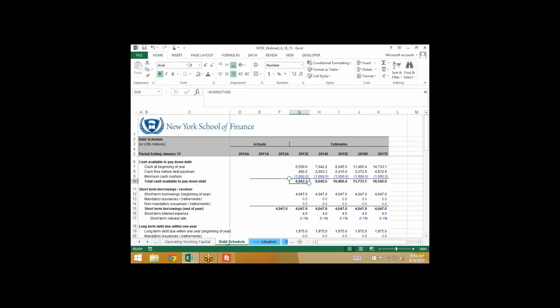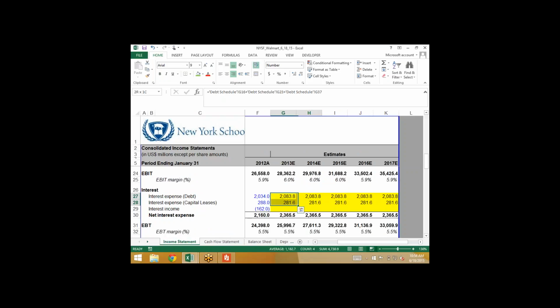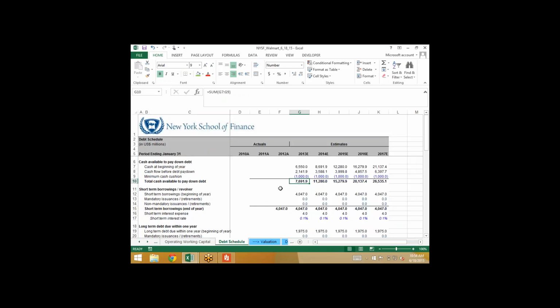I have 6042.2 in cash available that I can use to pay down the debt. So I want to look at this and I want to say, all right, well, can we pay down debt? Things like that. 6042.2. Before I added the interest, I had 76919. Why did that change? Why did adding the interest expense make my cash available to pay down debt drop?